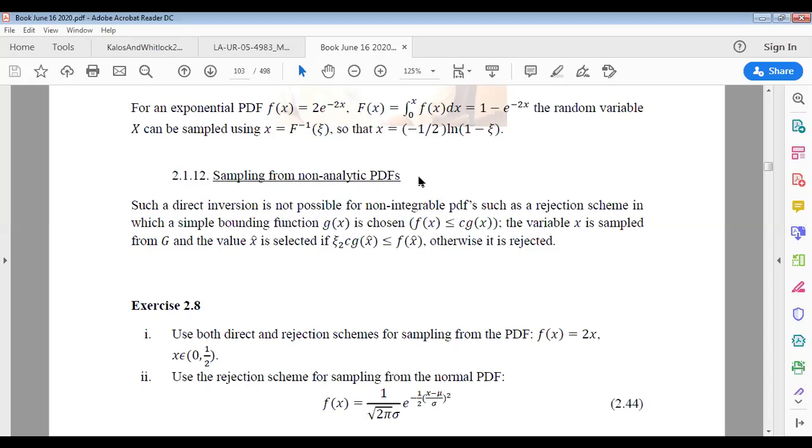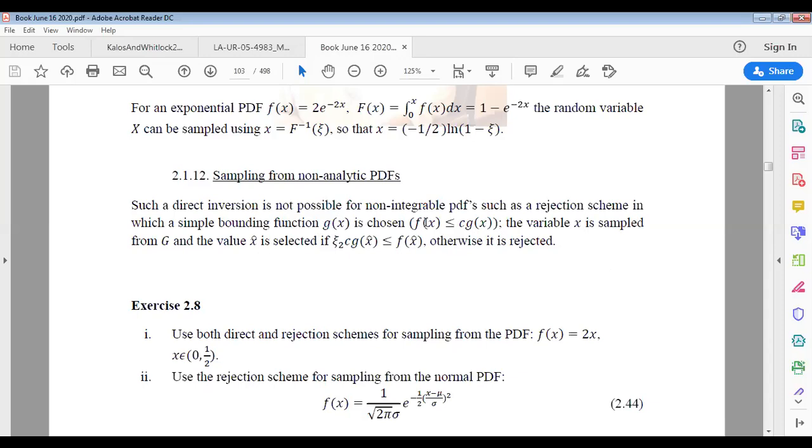So I should have had a little diagram over here. But such a direct inversion is not possible for non-integrable PDFs. So we use what is called a rejection scheme. So if I have a function which looks crazy, it goes up and down, up and down, I'll surround it by a big rectangle, which I know is easy to solve. So that's called a simple bounding function. And that function, for example, I'll just say it's a big constant.